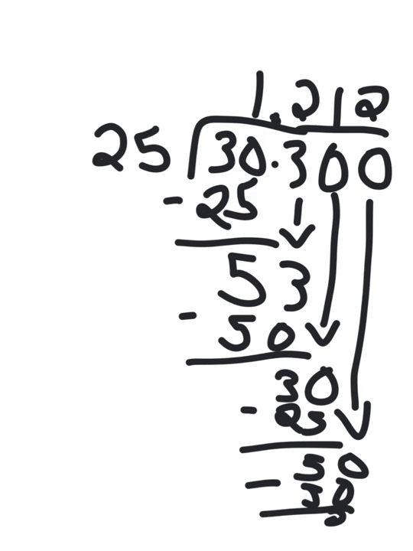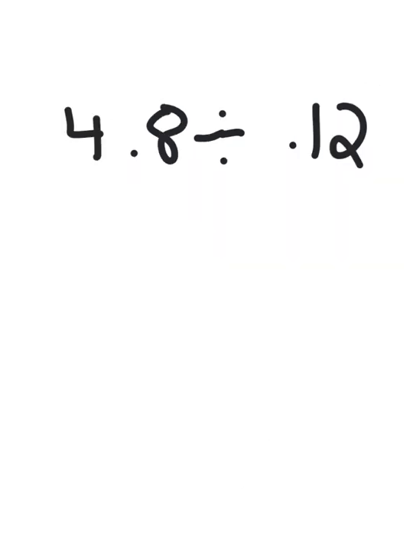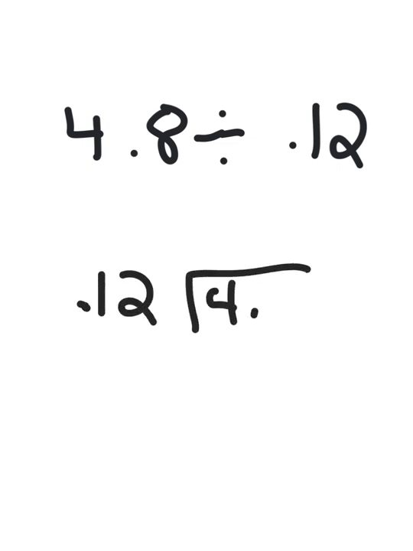That's how you solve problems with decimals. So let's do one more. The next problem we have here is 4.8 divided by 0.12. You just set that up using your long division. So your divisor is 0.12, your dividend is 4.8.